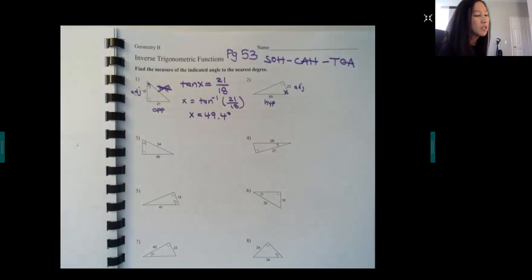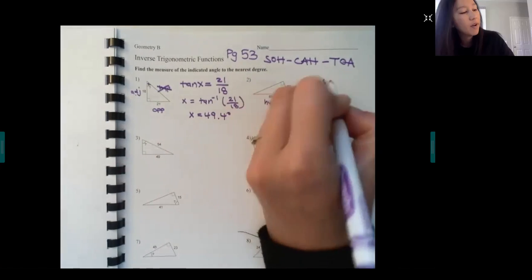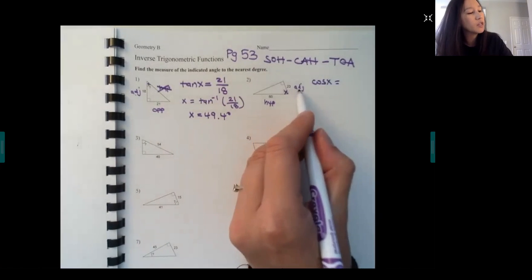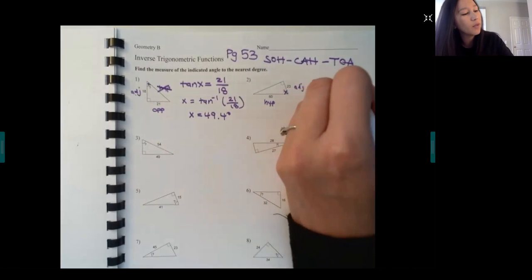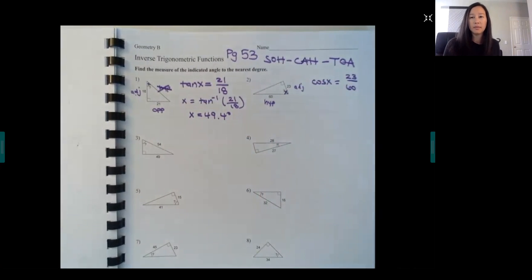Okay, and then can someone tell me, which trig function are we going to use? Is it SO, CA, or TOA? Ca. Right, yep, so we're going to be using cosine of our angle X equals our adjacent side over our hypotenuse. So our adjacent side is 23 and our hypotenuse is 60. I'll pause there. Any questions?